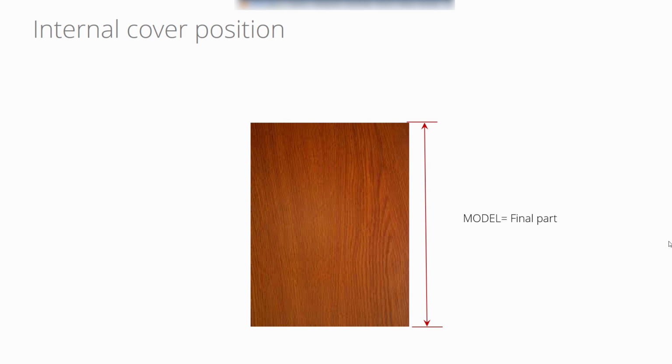So the opposite situation can be if we have a model in a final condition, but we want to calculate the size of the workpiece. So we are saying that this is like a final part, so please calculate the size of the workpiece for it. If we apply, let's say, 2 millimeters of the edge banding on top of it, it automatically calculates the size of the workpiece according to the edge banding.